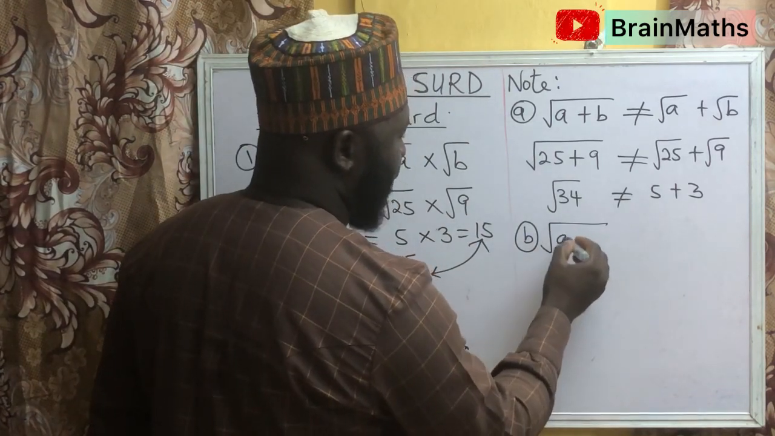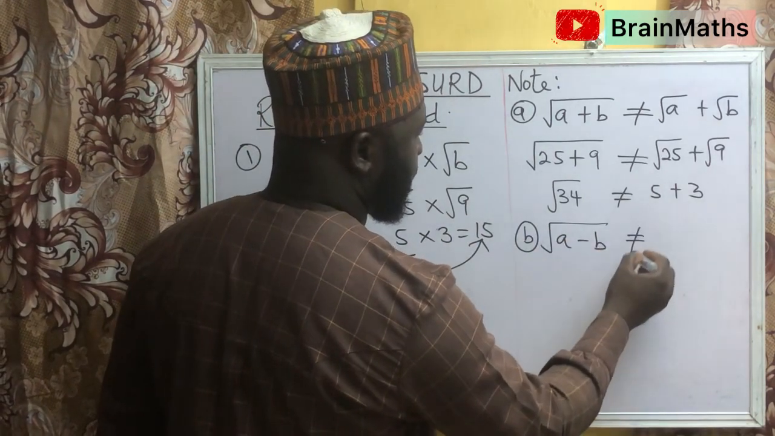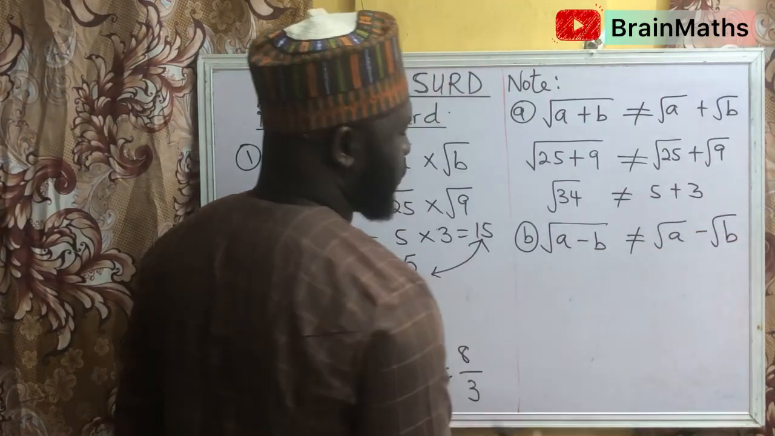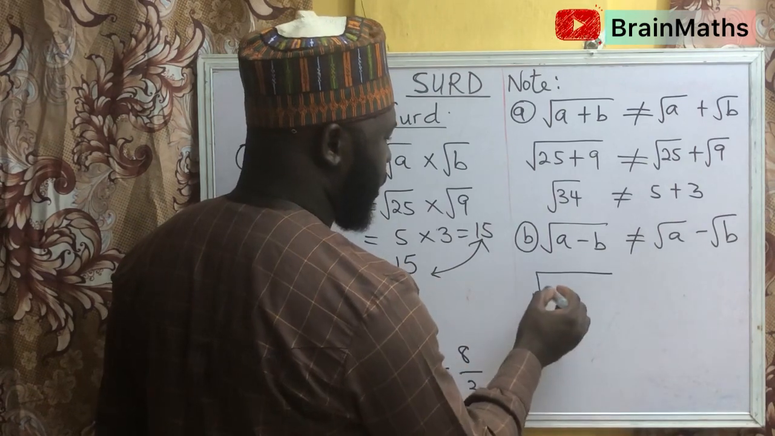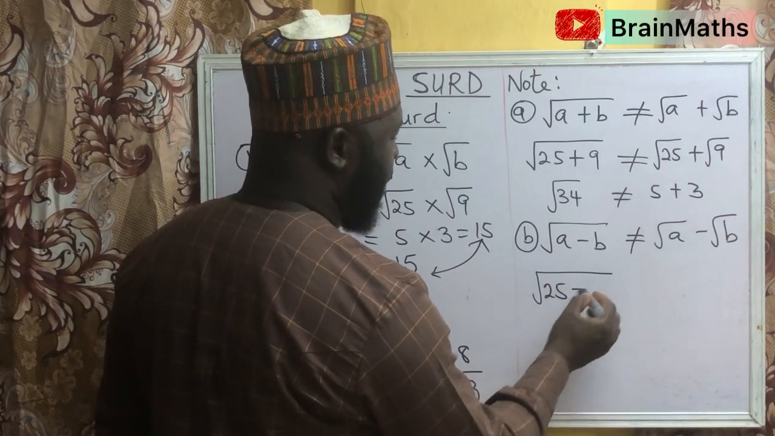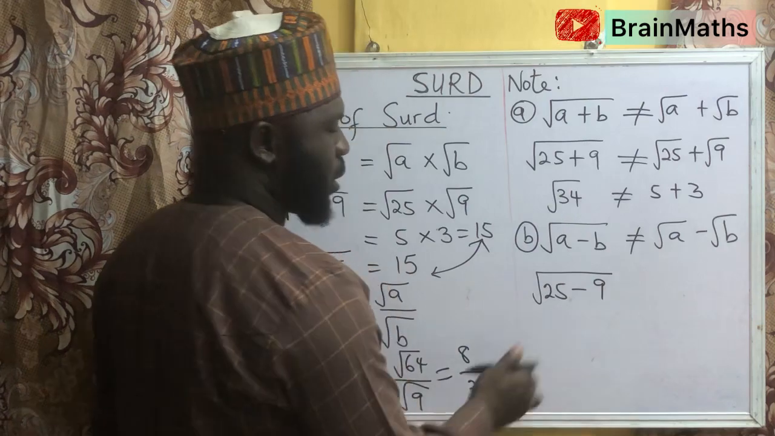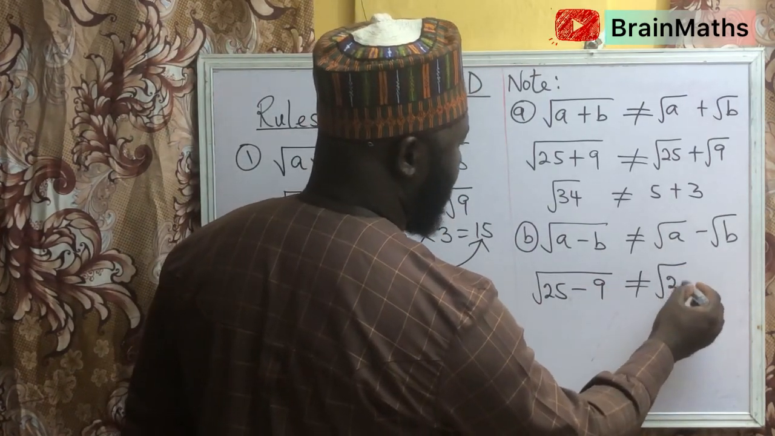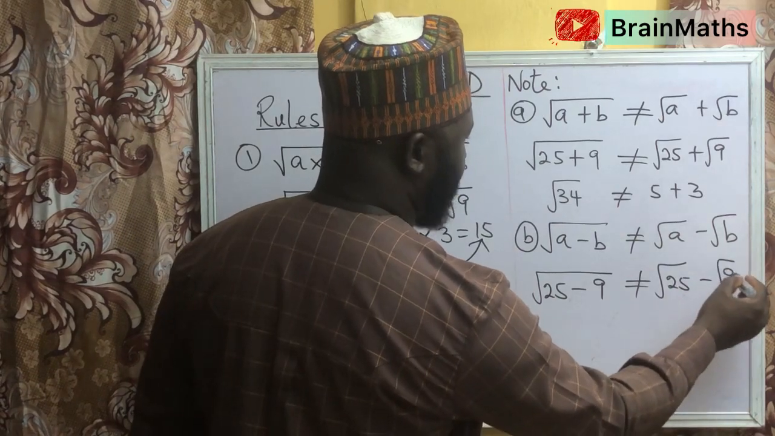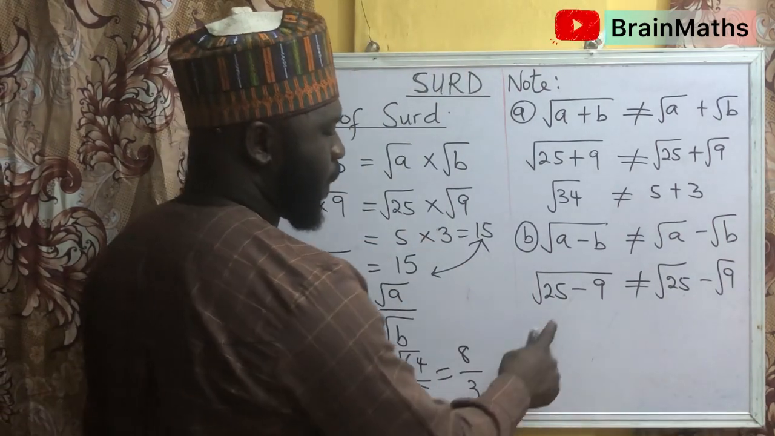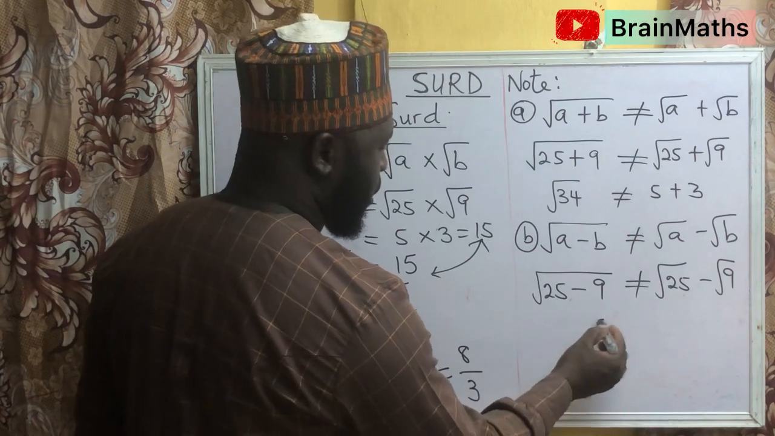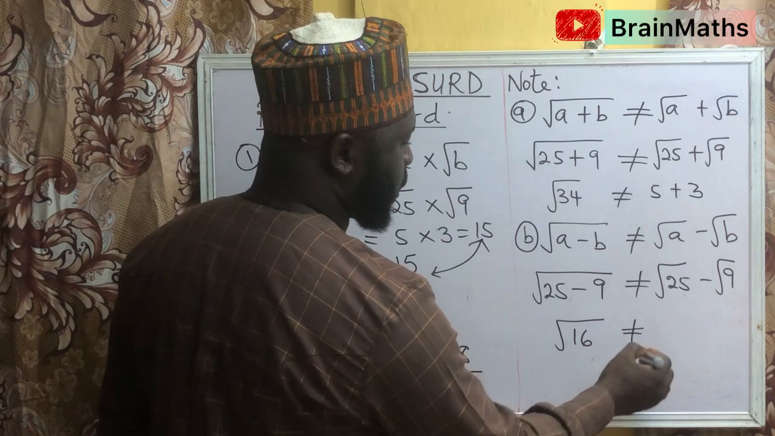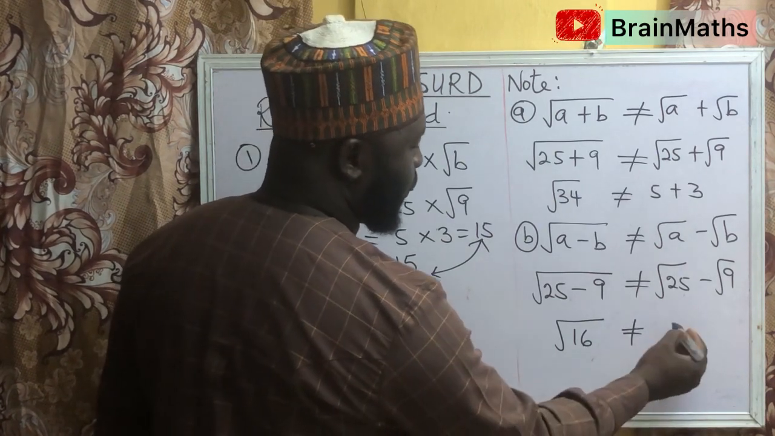Also, square root of A minus B is not the same as square root of A minus square root of B. For example, if you have square root of 25 minus 9, we cannot say it is equal to square root of 25 minus square root of 9. It's not possible. 25 minus 9 here will give us 16, which is not equal to the square root of 5.